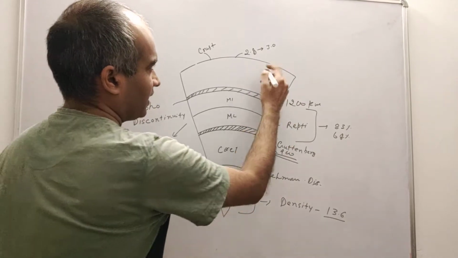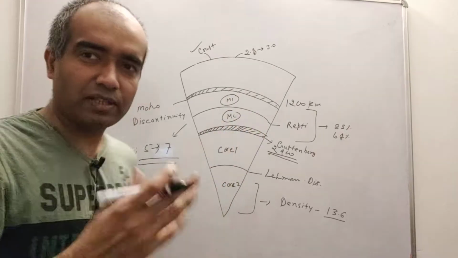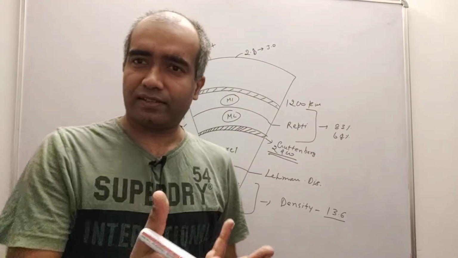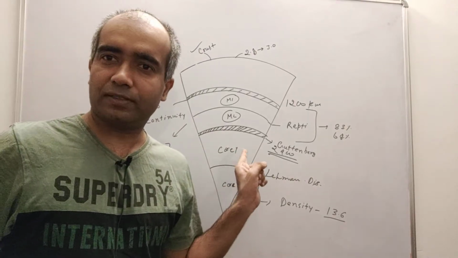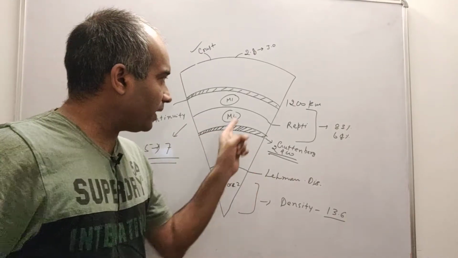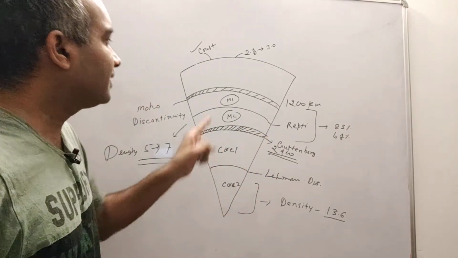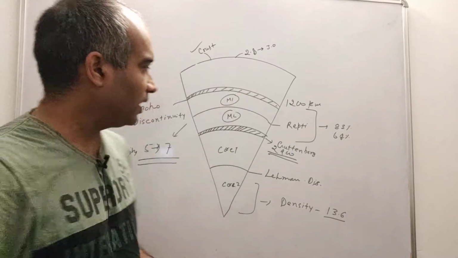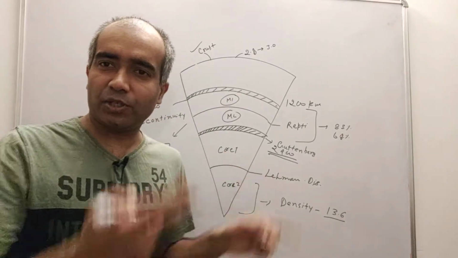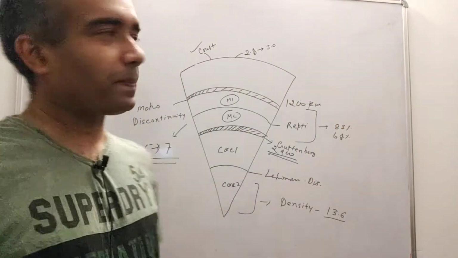So there are three parts. This is called the crust, this is called the mantle, M1 and M2. The mantle is in the molten, liquid state, and then comes the core of the earth. The mantle is also divided in two parts, the upper mantle and the lower mantle, and similarly the core has been divided into two parts, the upper core and inner core, or you can say the outer core and the inner core.